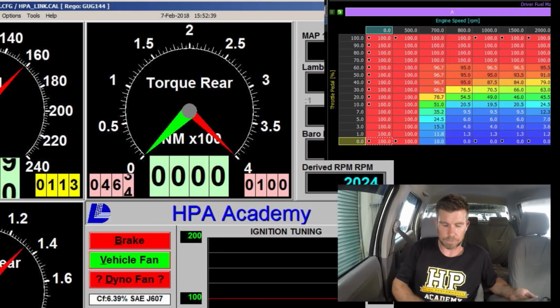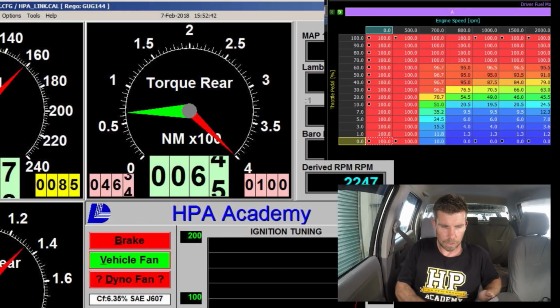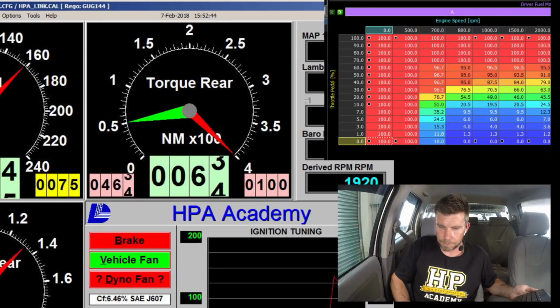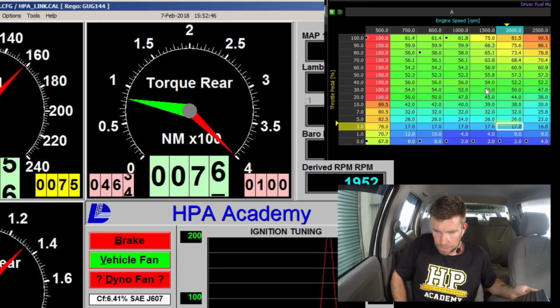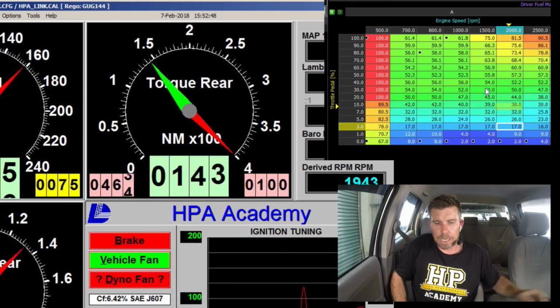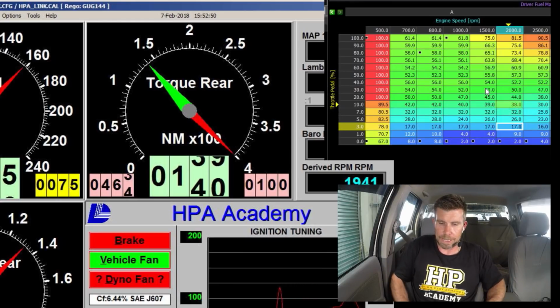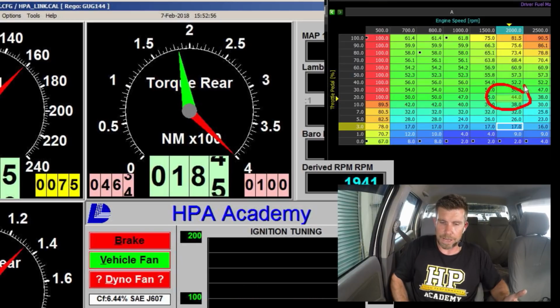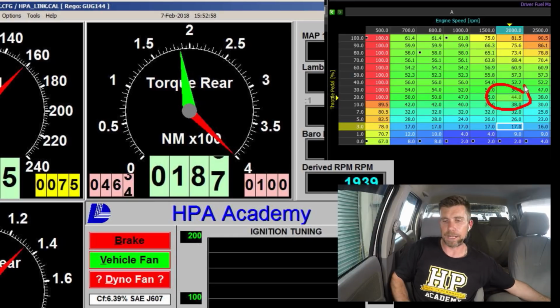So let's just get up and running, and we'll get to 2000 RPM. Okay, so what I'm going to do is come to a light load area in our table. Let's just come up to 20% throttle. So this is probably the sort of area that we might be operating at a typical cruise.